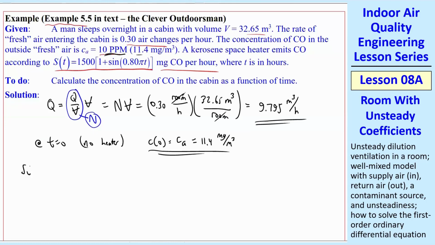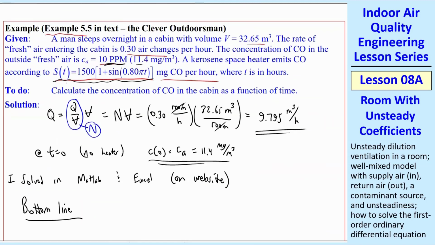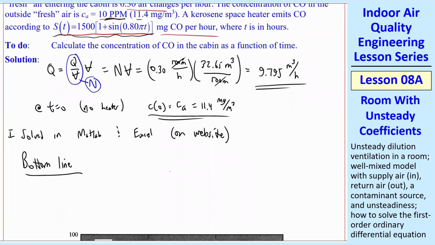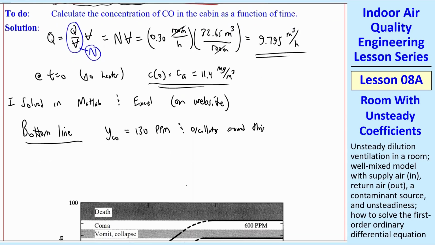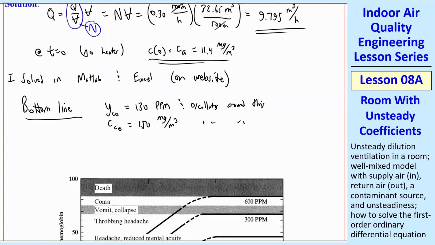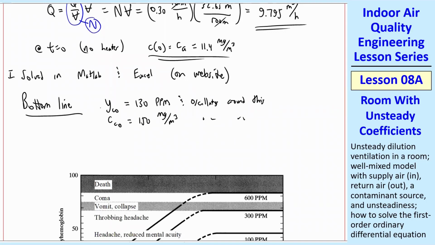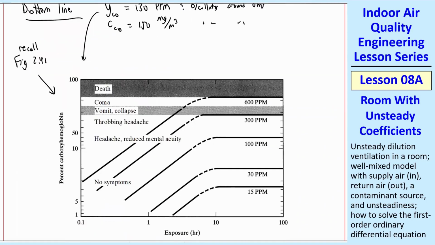I solved this in both MATLAB and Excel. We'll put those also on Canvas. I made S as a function of time, a periodic function, just like the previous example. The bottom line is that YCO is 130 ppm and oscillates around this after a significant amount of time. And CCO turns out to be about 150 milligram per meter cubed and oscillates. I use ppm because I want to compare. This is the plot for carbon monoxide.